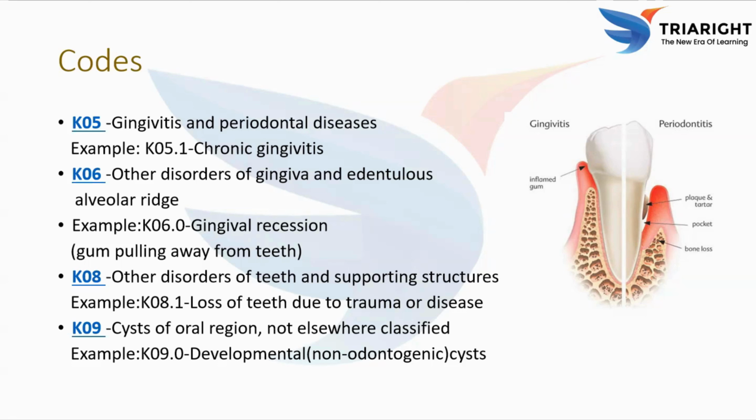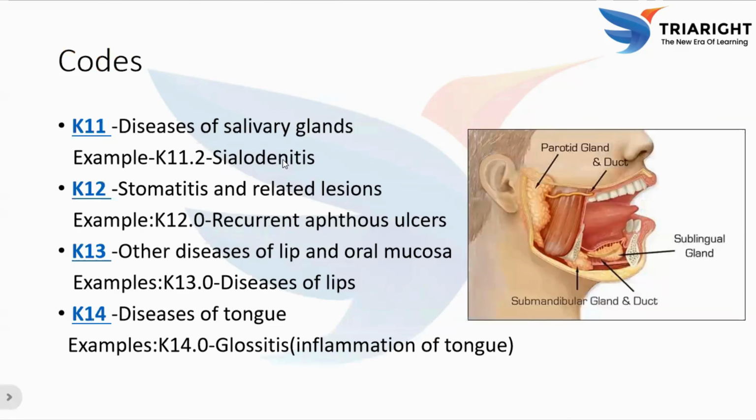So when a patient is diagnosed with developmental non-odontogenic cyst, the ICD-10 code is K09.0. This code helps hospitals and insurance companies to record and process the diagnosis correctly. And coming to the next code range, K11, K12, K13, K14. K11, these are the diseases of the salivary glands. So what are the salivary glands? Parotid gland, sublingual gland, submandibular gland.